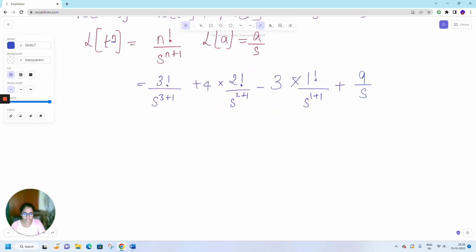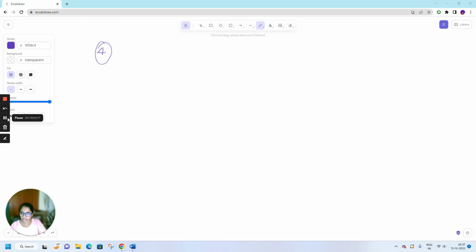Now what is 3 factorial? 3 factorial is 6 divided by S to the power 4, plus 2 factorial is 2, so I'll just keep it as it is. That would be 8 divided by S cube minus 3 divided by S square plus 9 divided by S. Okay, moving on, let me take the next question.